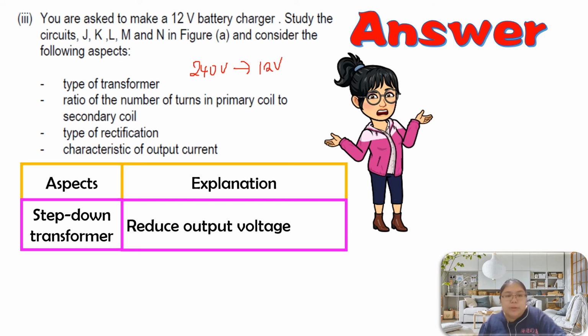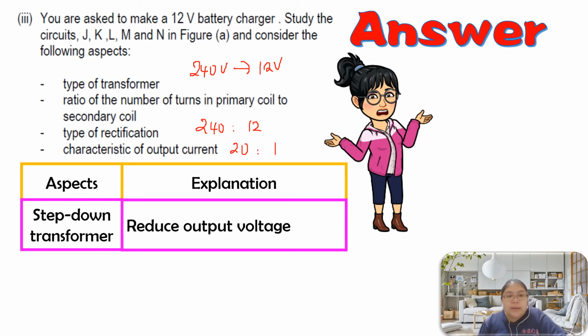Number 2 is about the ratio. Remember, your output is 12 volts, then the input is 240. So we write your ratio like this. After that we cut down to the smallest. From here we get the ratio of 240 and 12 as 20 and 1. So this is the ratio for 240 and 12.